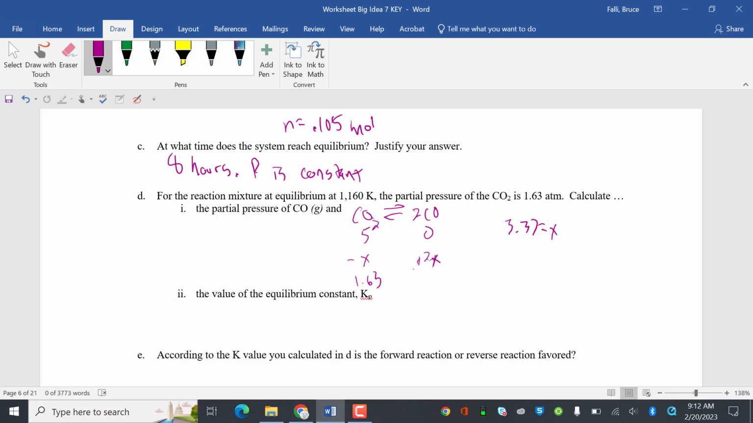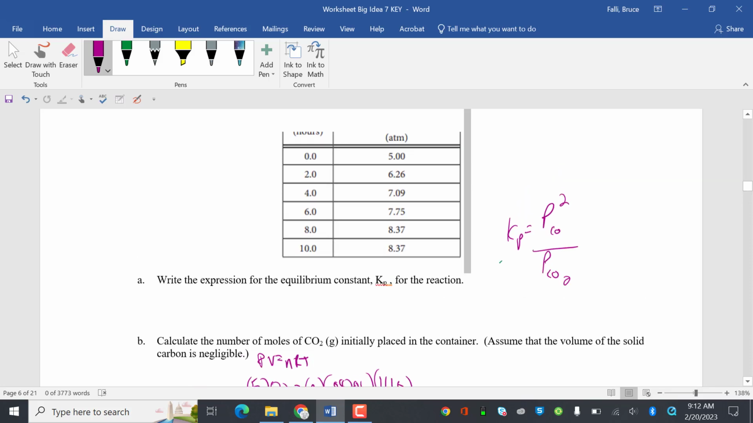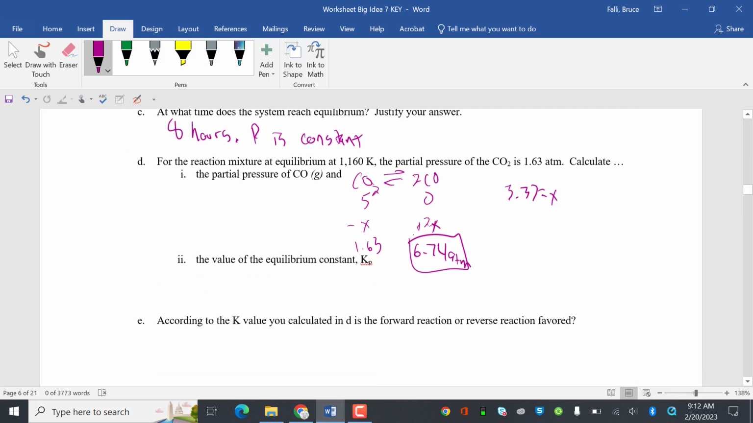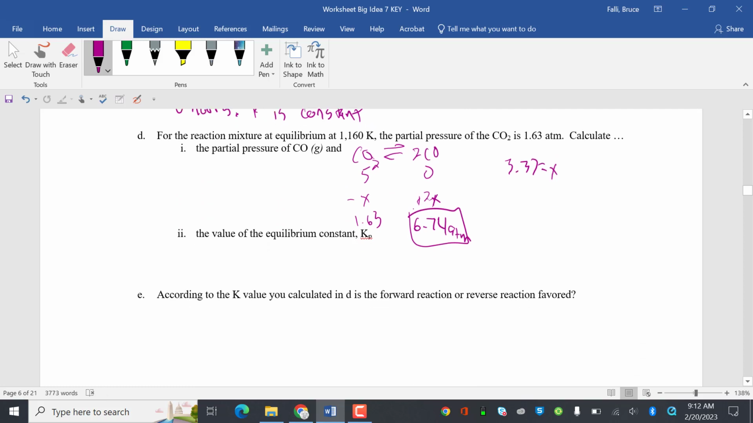So that means x is 3.37. So CO is going to be double that, 6.74. The partial pressure of CO would be 6.74 atmospheres. Make sure I have that right. I'm still afraid it's CO and CO2. It's CO2 on the left and 2CO on the right. Okay, good.